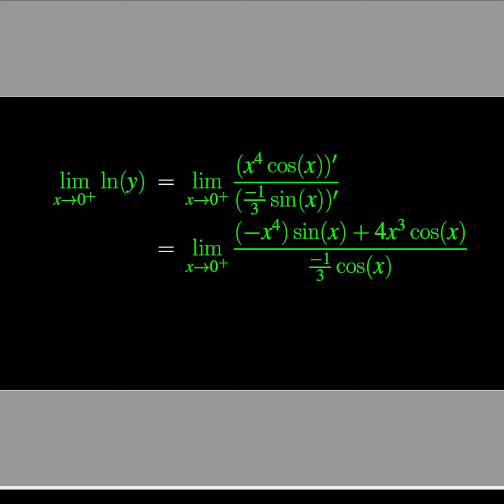When we take the limit as x goes to 0 plus of minus x to the power 4 times sine of x, plus 4x cubed times cosine of x, the result is 0. And the limit as x goes to 0 plus of minus 1 over 3 times cosine of x is minus 1 over 3. In sum, the limit as x goes to 0 plus of logarithm of y is 0.